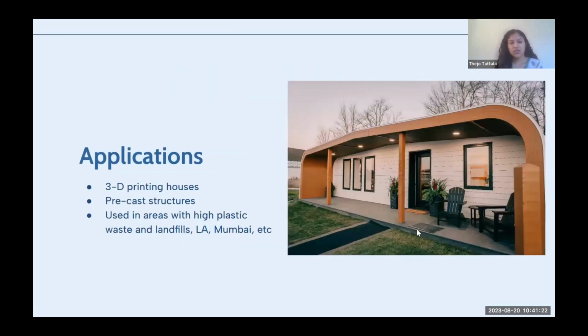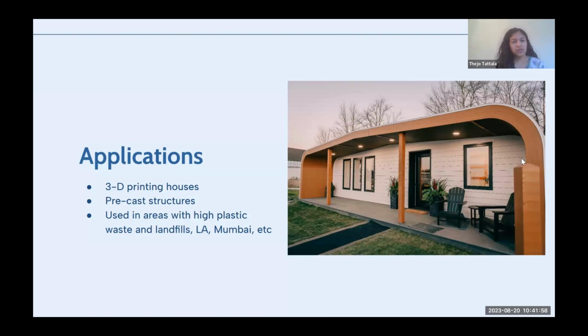The applications include 3D printing houses, making precast structures, and use in areas with high plastic waste in landfills. The way you 3D print houses is basically a 3D printer mixes the materials together and stores them in a silo, and then uses that material to pump out houses layer by layer. And finally, the printed structure is like a template for the house where it costs less, it's generated faster, it doesn't require as much labor, and then HVAC systems and ventilation are installed manually afterward.